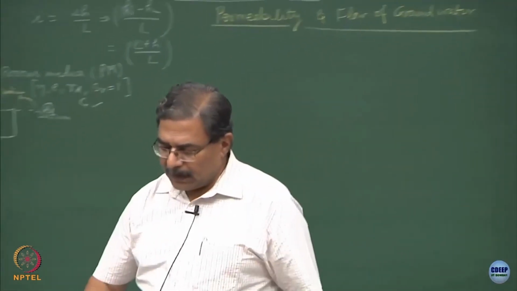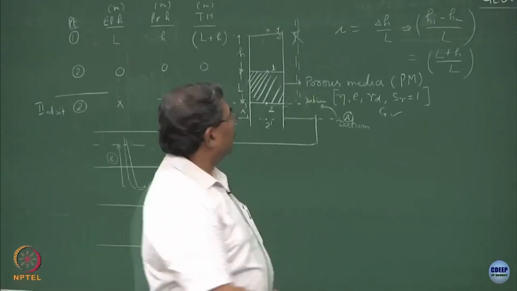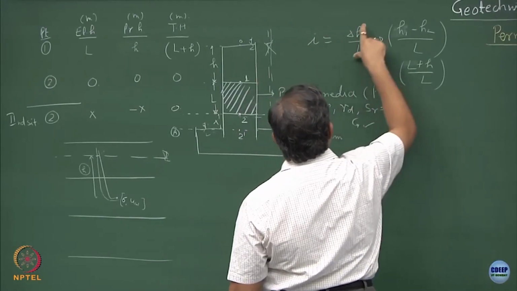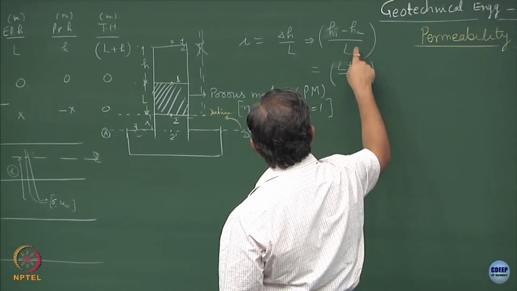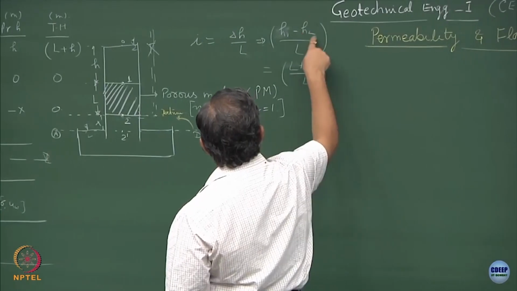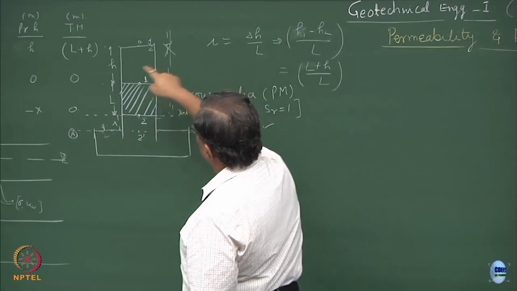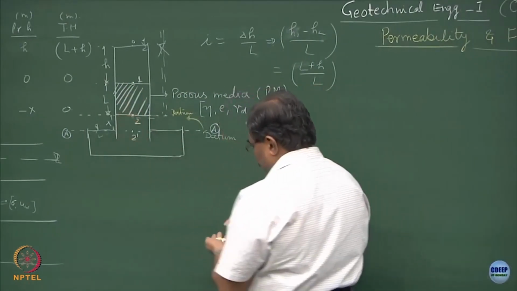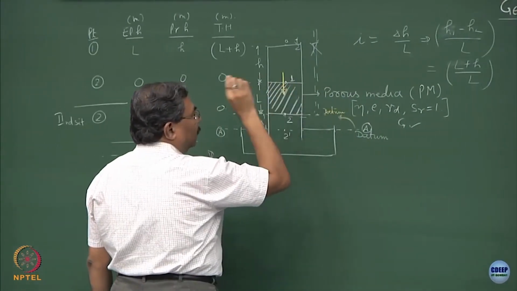Now, I will go ahead with another situation. See what we have done is, we have established here that the pressure gradient across this sample is delta H upon L, and delta H upon L is nothing but H1 minus H2 upon L. H2 is 0 once you shift the datum over here, H1 is equal to L plus H, divided by L, is the hydraulic gradient. Now, this gradient is going to cause the flow through the porous media.